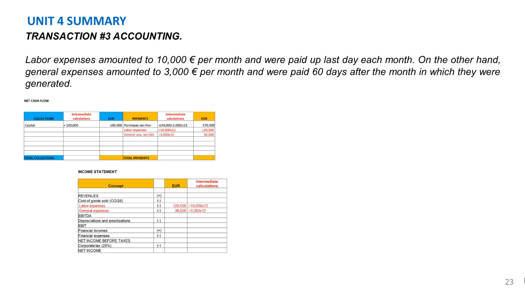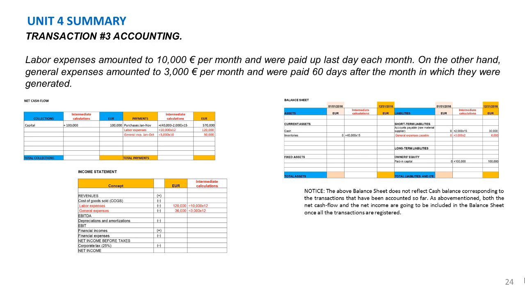Now, the income statement reports both expenses. Finally, this transaction implies a variation in the balance sheet, in addition to the effect in cash balance that is not shown here yet. One liability increases, the debt with suppliers corresponding to the general expenses generated in November and December, and for which no payments have been made at the end of 2016.